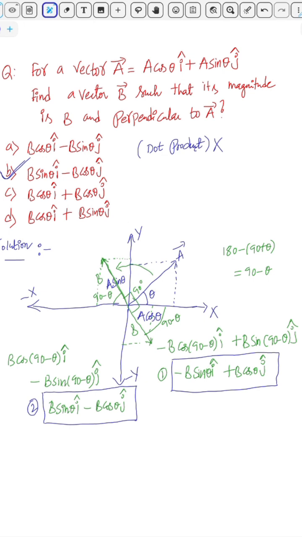If you use the dot product, you can find it easily. If you find the dot product between a bar and all the four vectors, and if the dot product is 0, you can consider it as a perpendicular vector. In this way, by using our logic, we can find the vector which is perpendicular to another vector. I hope you understood this concept. So thank you very much.